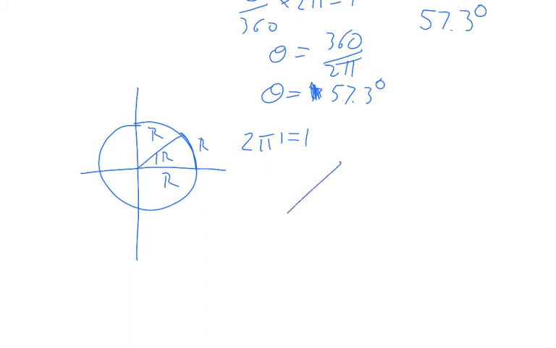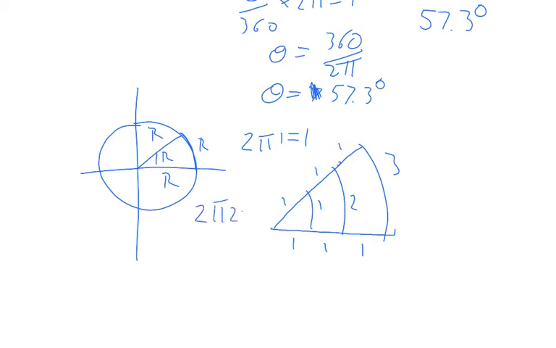So what happens is, if this changes and we've got 1, 1, that's 1. If that's 1, 1, that's 2. If that's 1, 1, that's 3. And what you'll notice is, 2 pi 1 equals 1, 2 pi 2 equals 2, 2 pi 3 equals 3.